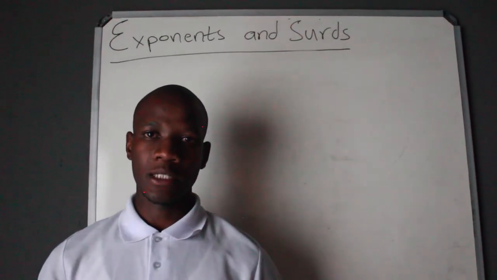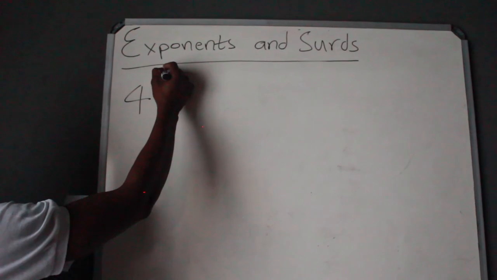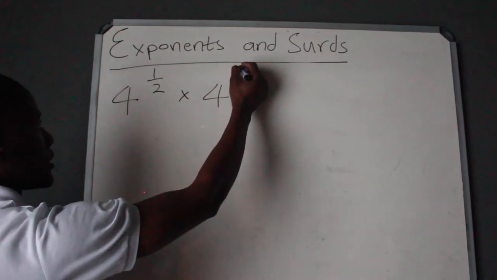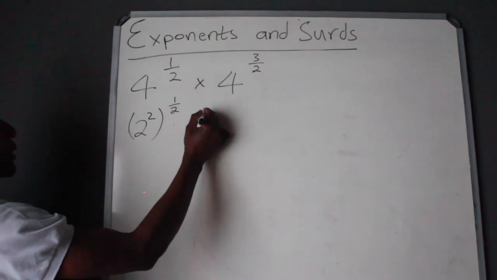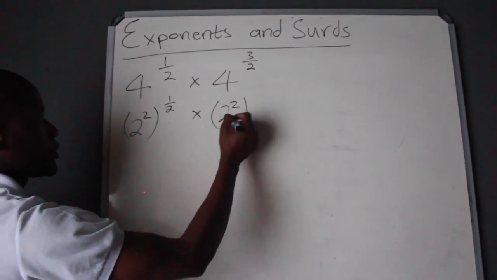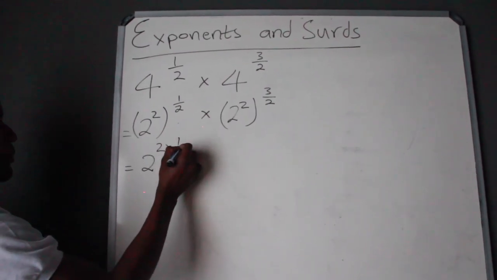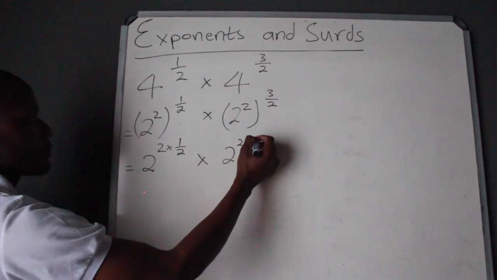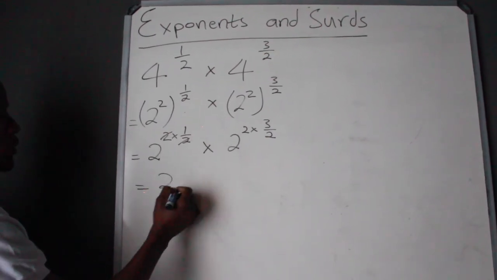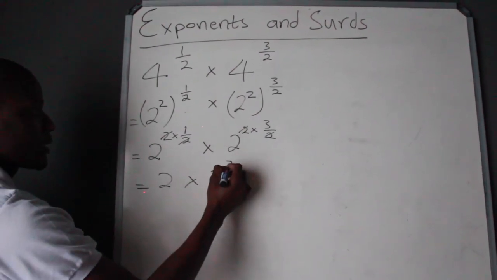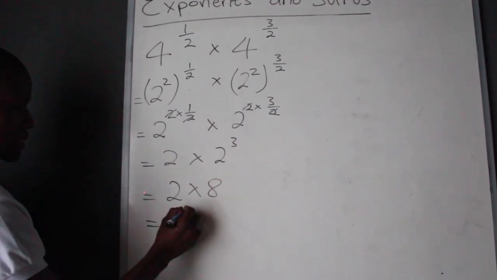I've explained all the laws of rational exponents and surds. So now I'm solving some problems with you guys. So check. 4 to the power 1 over 2 multiplied by 4 to the power 3 over 2. Remember, 4 is the same as 2 to the power 2, all raised to the power 1 over 2, multiplied by 4, which is 2 to the power 2, all raised to the power 3 over 2. Therefore, we multiply the exponents. It is going to be 2 to the power 2 multiplied by 1 over 2, multiplied by 2 to the power 2 multiplied by 3 over 2. So it is the same as 2 multiplied by 1 over 2, 2 cancels with 2, we are left with 2, times 2 cancels with 2, we are left with 2 to the power 3. And 2 to the power 3 is 8, so it is going to be 2 multiplied by 8. Therefore, 2 times 8 is 16.